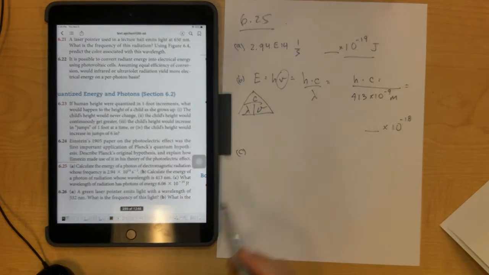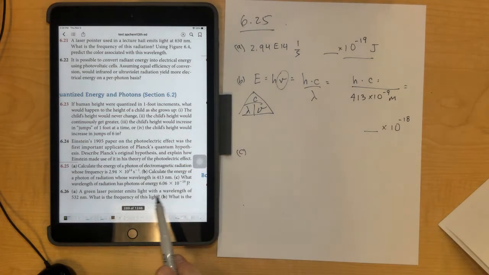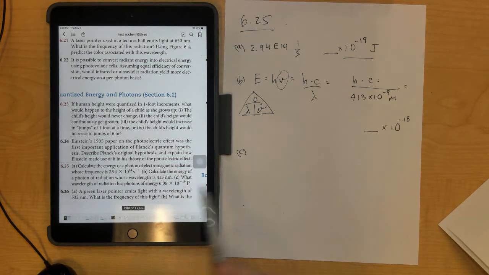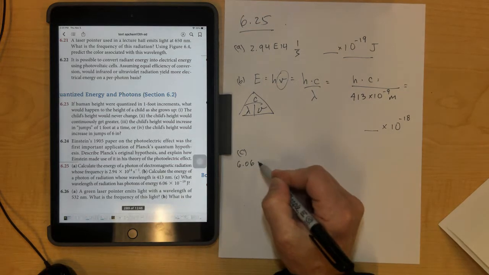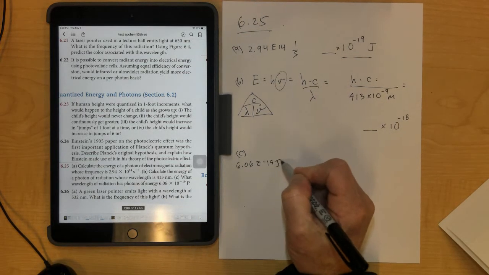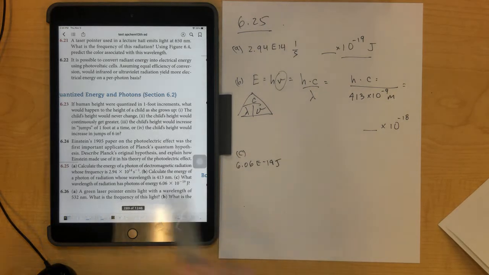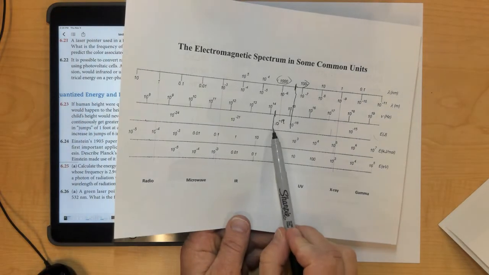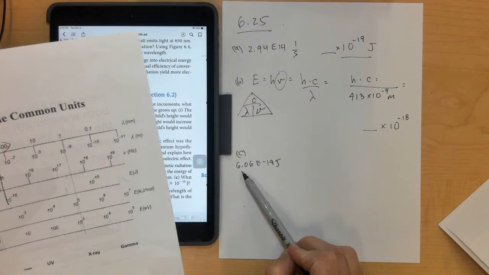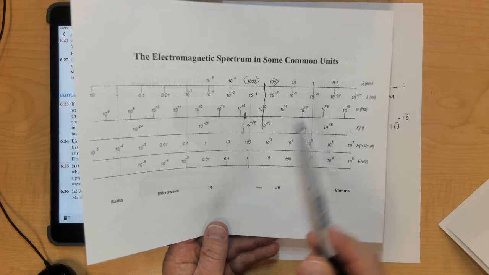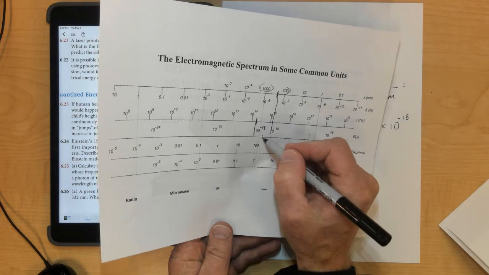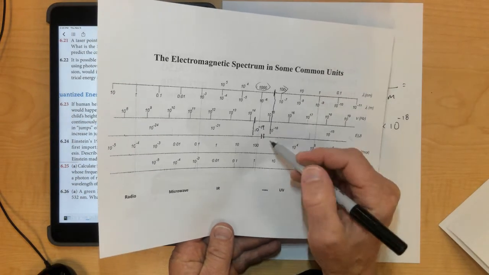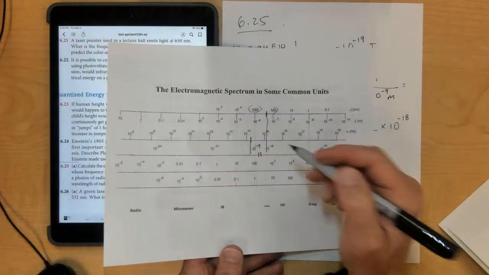And then letter C, it says, what is the wavelength of radiation whose photons have an energy of 6.06 times 10 to the negative 19th joules. So now it wants to know what is the wavelength. So let's find the energy, 10 to the negative 19th. Here's 10 to the negative 19th. It's a little larger than that because it's 6 times 10 to the negative 19th. So halfway right here would be 5. So 6 right here. And then follow that line up to wavelength.